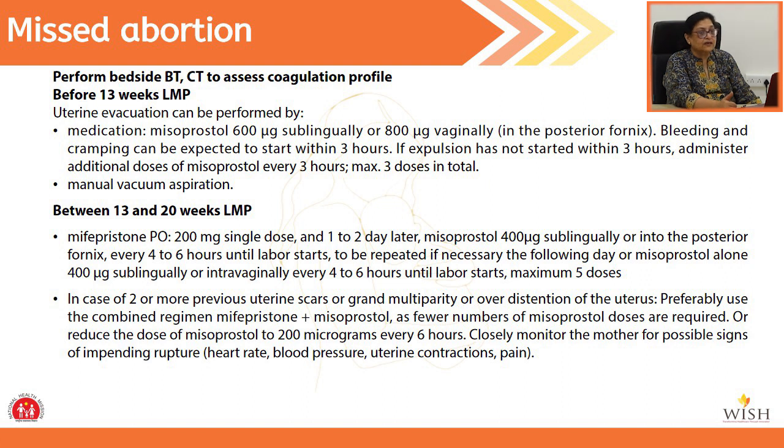If it hasn't occurred, the os is sufficiently dilated for you to remove with the help of an MVA or with the electrical suction. If the patient has uterine scars, or she is a grand multi, or there is over distension of the uterus, you need to be a little cautious when you give the misoprostol, as fewer doses would be required. Misoprostol could cause very bad contractions and the patient could have a rupture. So you need to halve the dose of misoprostol if the patient has a uterine scar, is a grand multi, or there is over distension of the uterus.